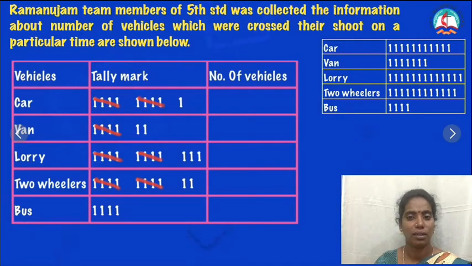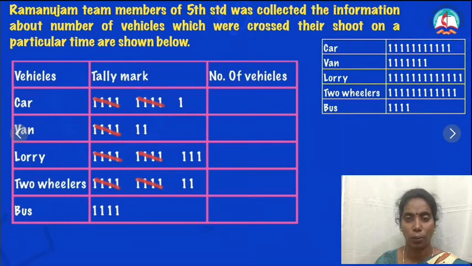Van, 7. So you have to draw 7 tally bars. The next one, lorry, is 13. Count how many lines are there. 13. So draw 13 lines. One set of 5 and again another 5. 5 plus 5 is 10. The last is 3 ones. So 3 tally bars. So the answer is 13.